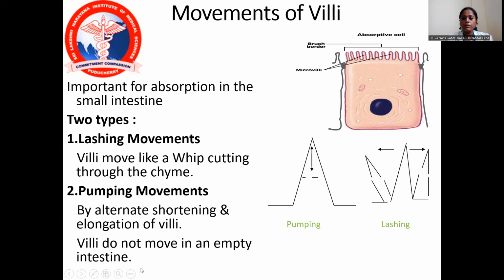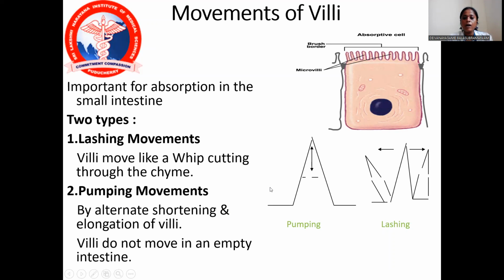The movements of villi are important for absorption in the small intestine. Two types are there. One is the lashing movements, and the next one is the pumping movements. So what are lashing movements? The villi move like a whip, cutting to the side. It is a whip-like motion, you can see. So it moves like a whip.